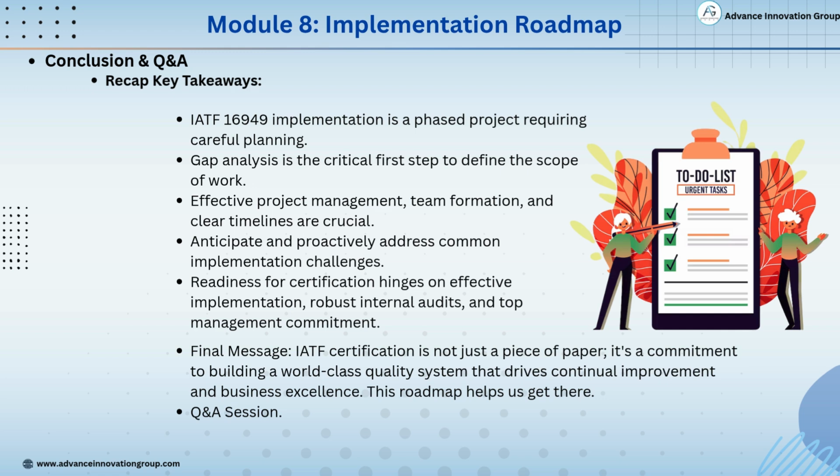First, IATF 16949 implementation is a phased project. It's not a one-time event, it needs careful planning and structured execution. A gap analysis is the very first step. It helps define the scope of work and where we need to improve. Effective project management, having the right team, and clear timelines are essential to success. We must anticipate and proactively handle common challenges that come during implementation. Our certification readiness will depend on solid implementation, strong internal audits, and the commitment of top management.